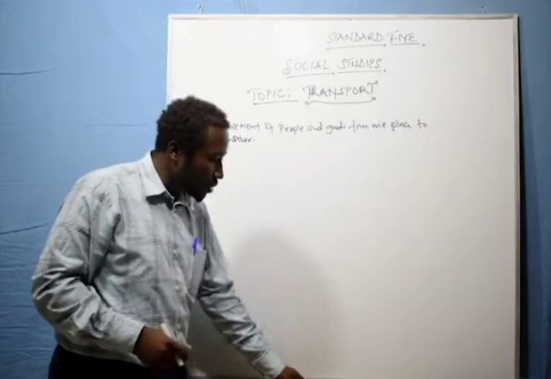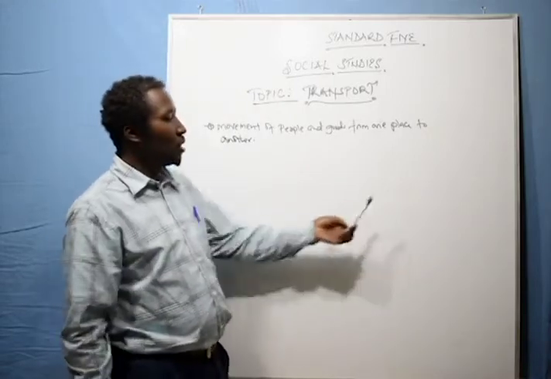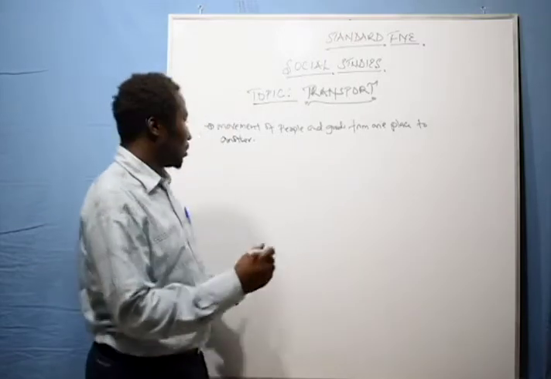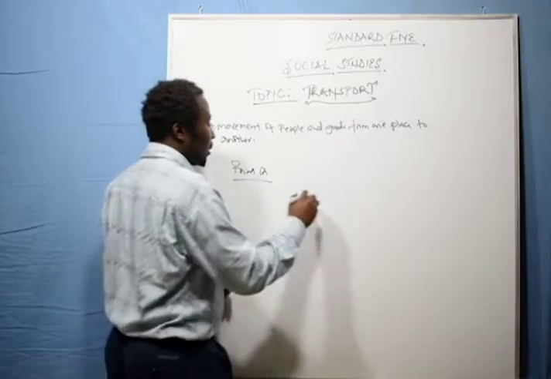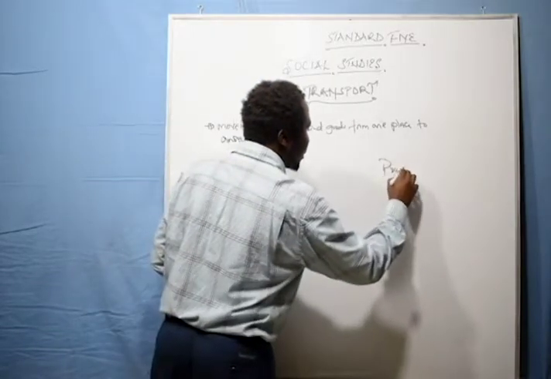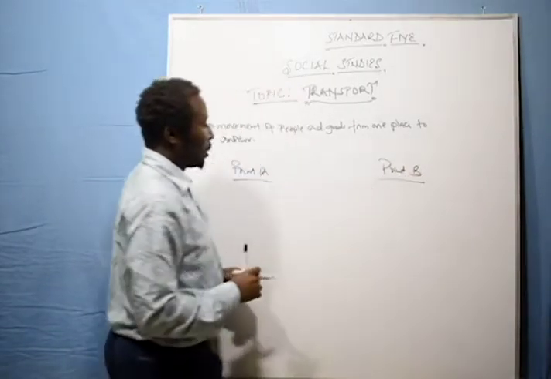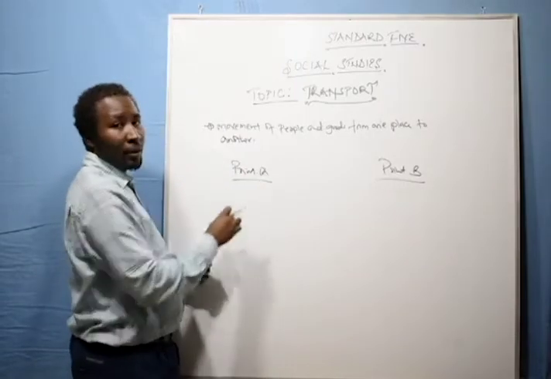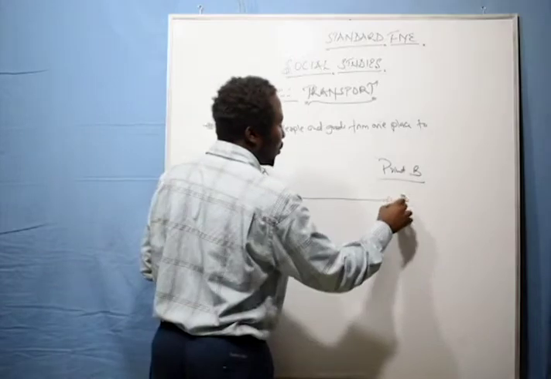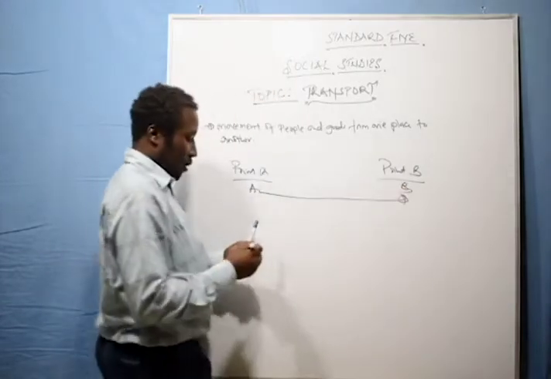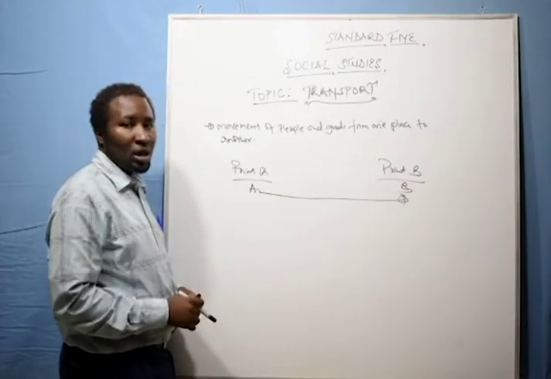Probably I've decided to move this thing from here to this point. Let us say this is point A. This is point B. So I've decided to move this thing from this point A all the way to point B. So that is what we call transport.